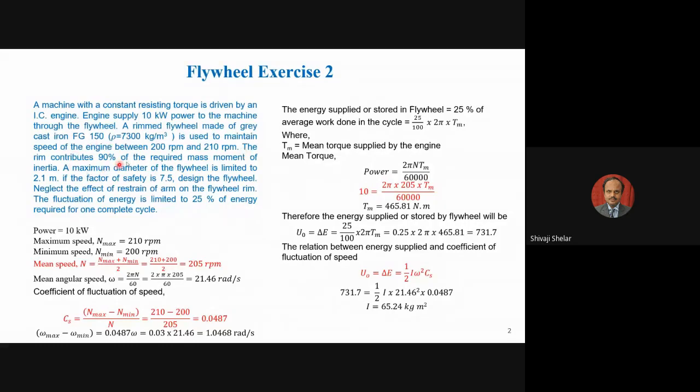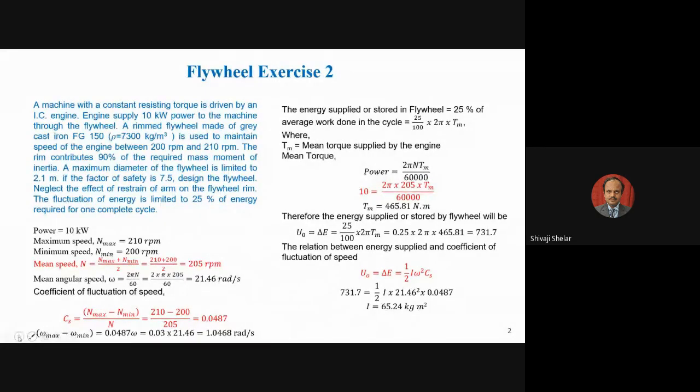That's why this statement is there: the rim contributes 90% of the required mass moment of inertia. Required here is 65.24, so the outer rim will provide 90% of this mass moment of inertia, that is 65.24 into 0.9. We'll see that in the next calculation on the next slide.